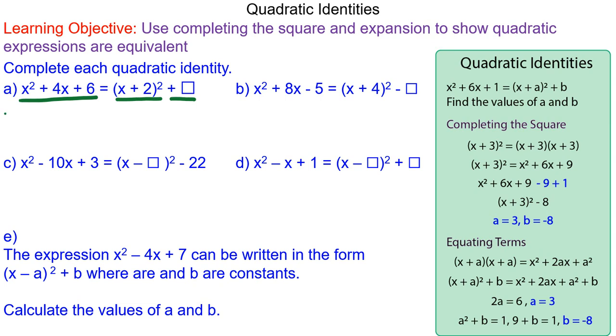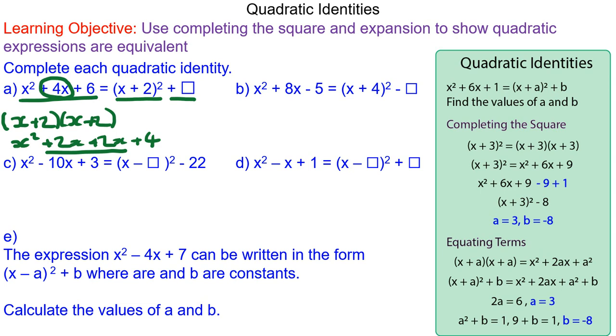So the first thing we will do is expand out x plus 2. So we have x squared plus 2x plus 2x plus 4. Here you have your 4x, and you have to add 2 to the 4 to make the 6. So it is add 2.